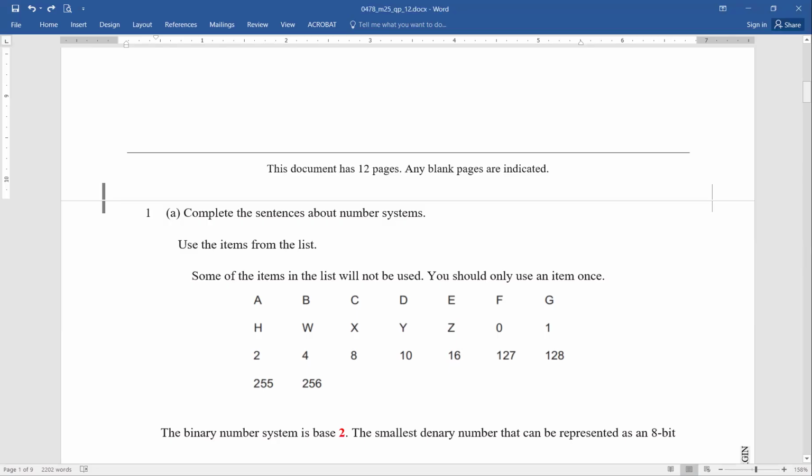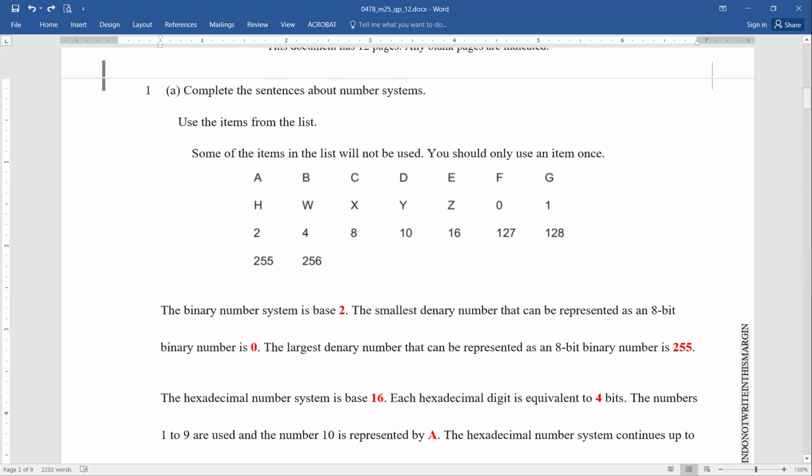Done? Okay, maybe discuss. Okay, now one sentence. Yes, Adi, you can see the first sentence here. The binary number system is base blank. It is base 2. The smallest denary number that can be represented as an 8-bit binary number is a 0, not a 1. Yes, exactly. That is the trick. The smallest number is a 0.